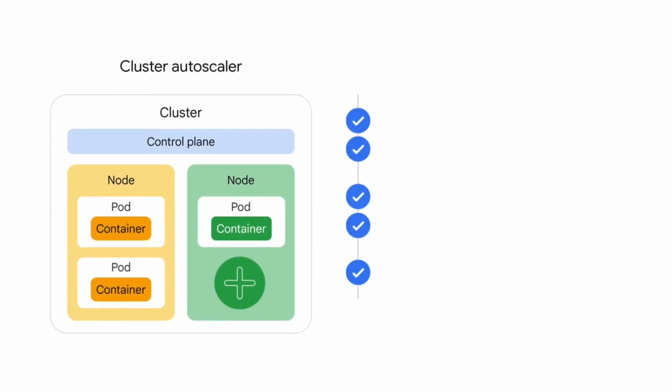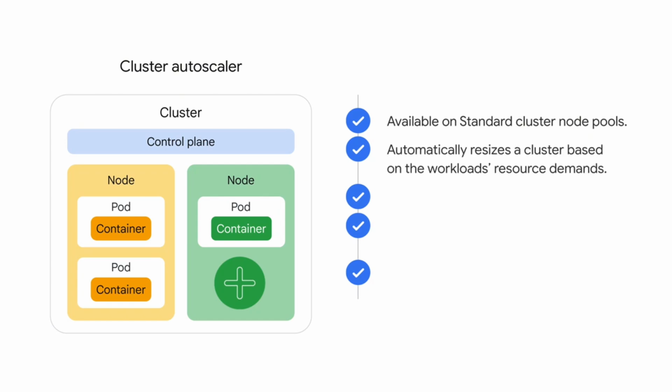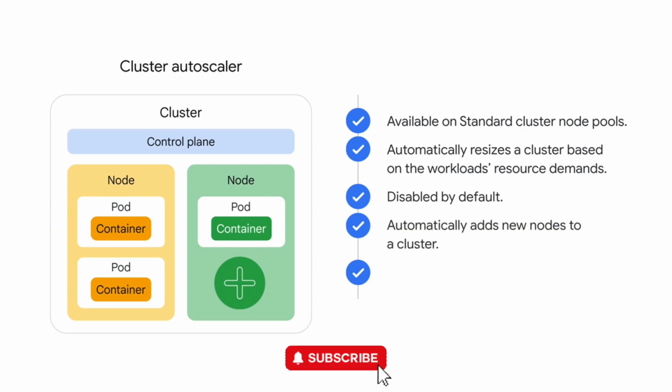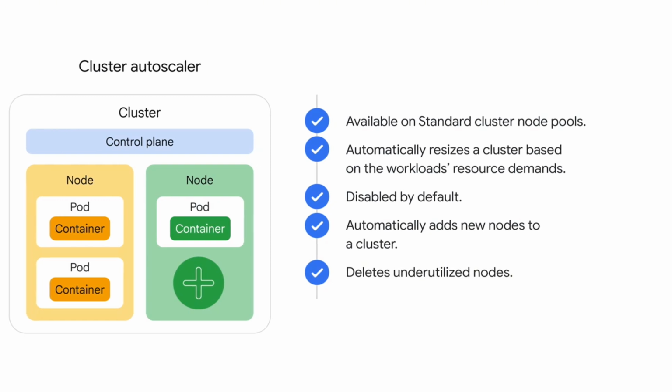GKE's Cluster Autoscaler, which is a feature available on your standard cluster node pools, automatically resizes a cluster based on the resource demands of your workload. The Cluster Autoscaler is disabled by default. When enabled, GKE will automatically add new nodes to a cluster whenever it detects that your pods lack sufficient resources to operate as intended. GKE will also delete underutilized nodes if their pods can run on other nodes.